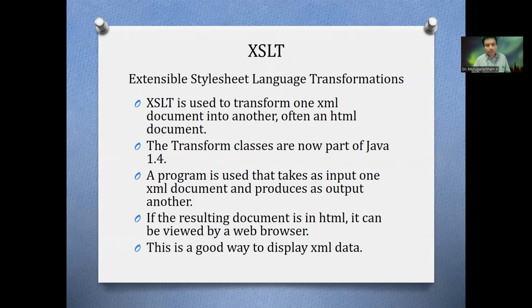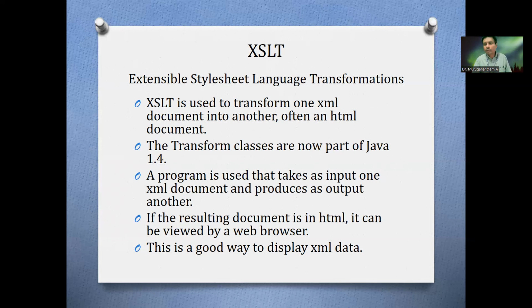We have introduced XSLT, a program that takes one XML document as input and produces output as another document. That can be either an XML document or an HTML document. Most probably we'll be converting into an HTML document, because we want to project this information into a web browser. So the resulting document being HTML can be viewed by a web browser.